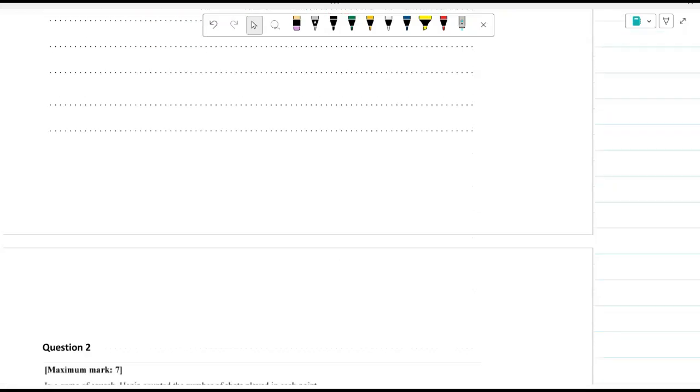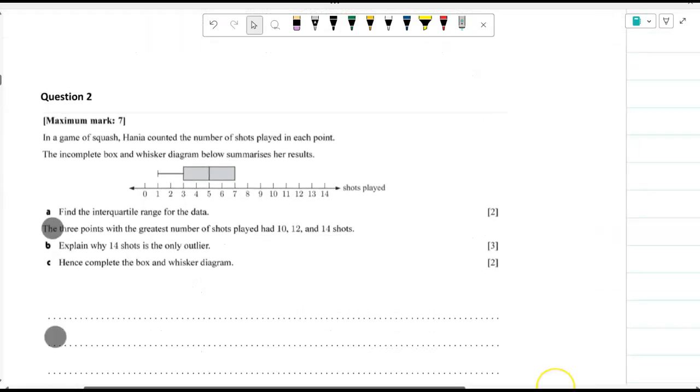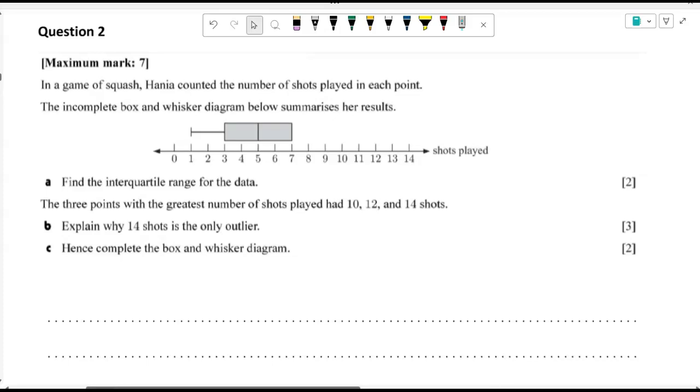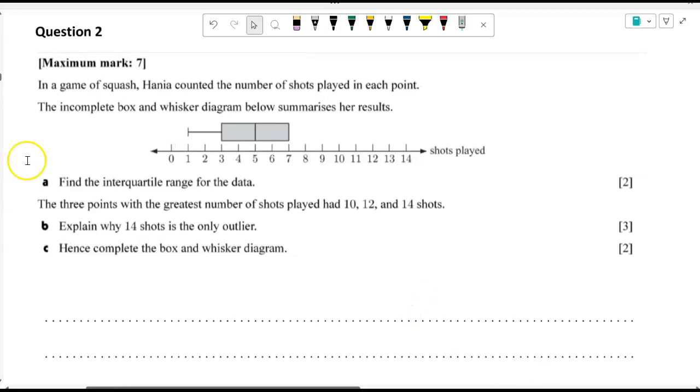Okay. Next question, come on. IQR is Q3 minus Q1. So in a game of squash, Hania counted the number of shots played by each player. The incomplete box plot below summarizes the results. Find the interquartile range. Q3 minus Q1. So what is that? Q3 minus Q1, 7 minus 3, which is equal to 4.